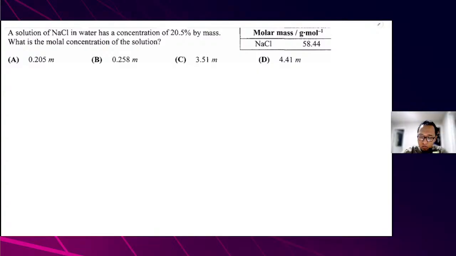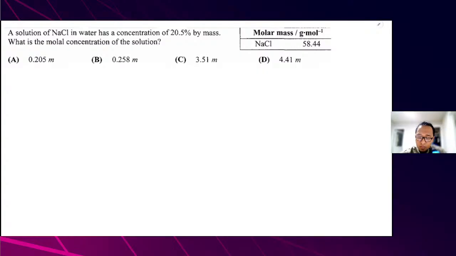Now we continue our discussion for the next question. A solution of sodium chloride in water has a concentration of 20.5% by mass. What is the molar concentration of the solution?